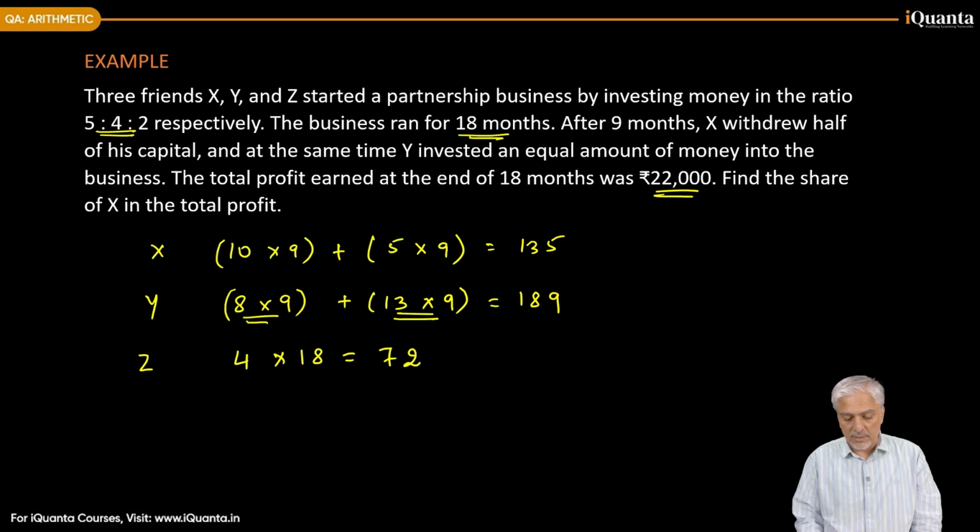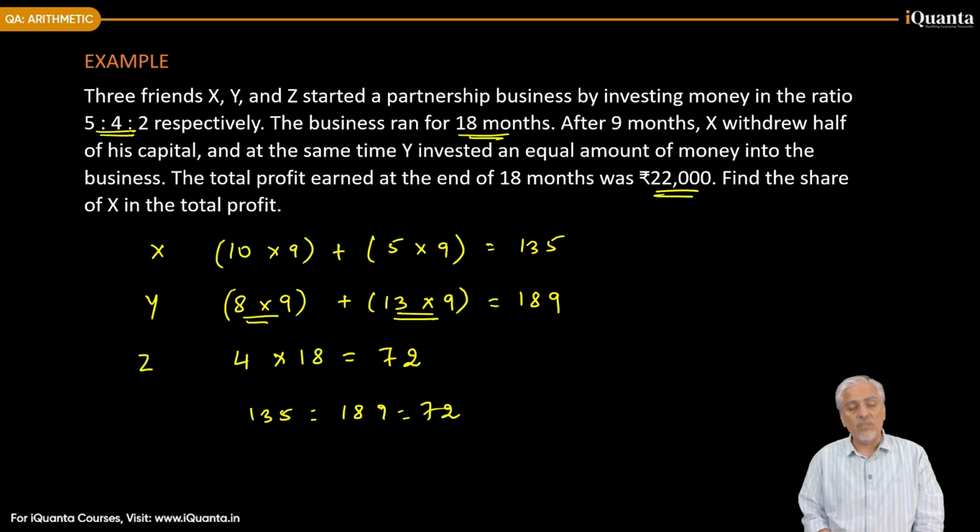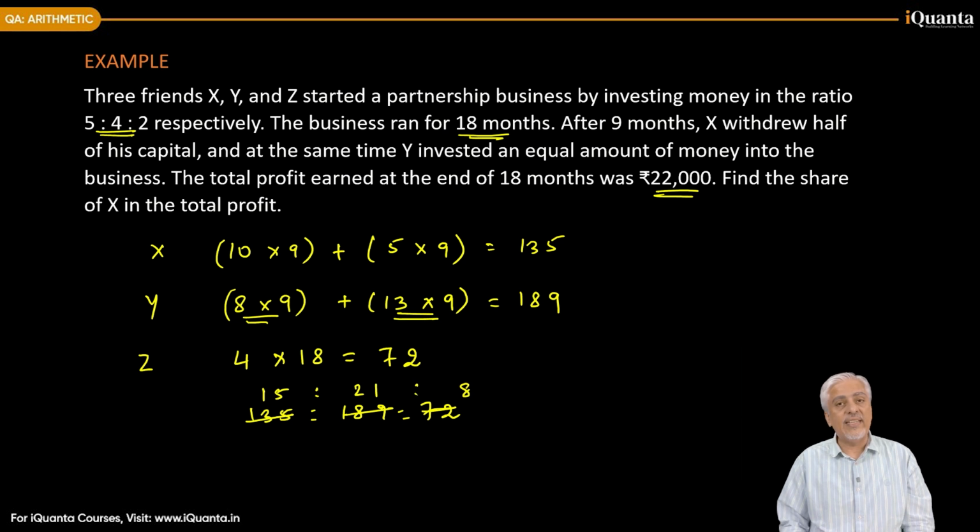We can see it's a ratio. So 135 is to 189 is to 72. We can see all of them are divisible by 9. So let's divide by 9. 9 fifteens are 135, 9 twenty-ones are 189, and 9 eights are 72. We can't divide anything further.